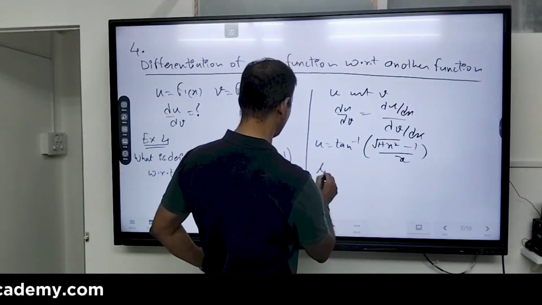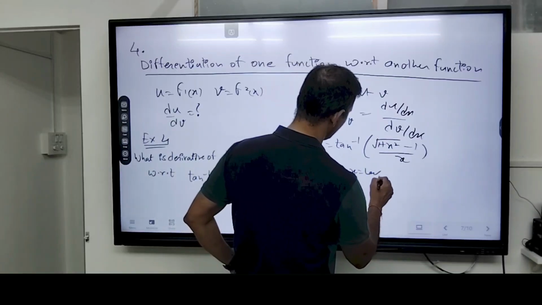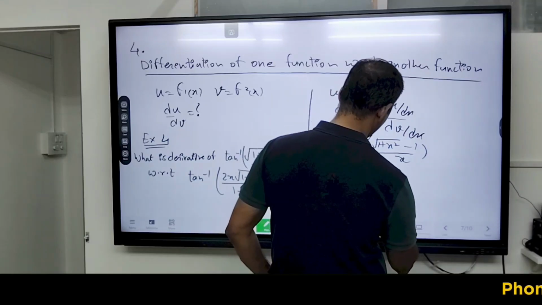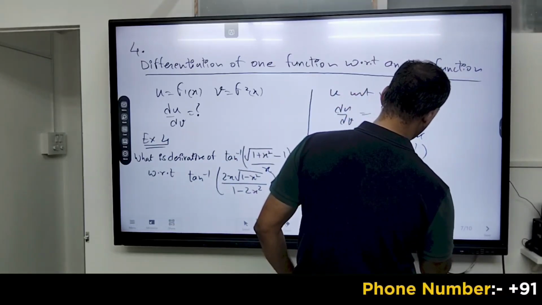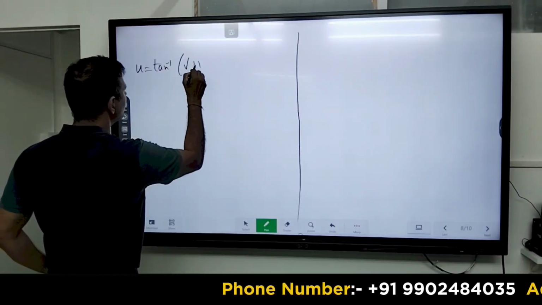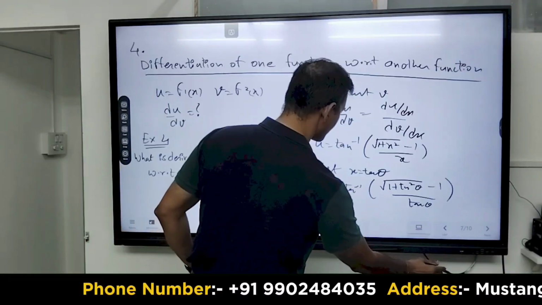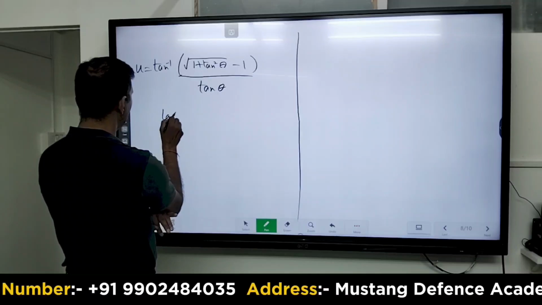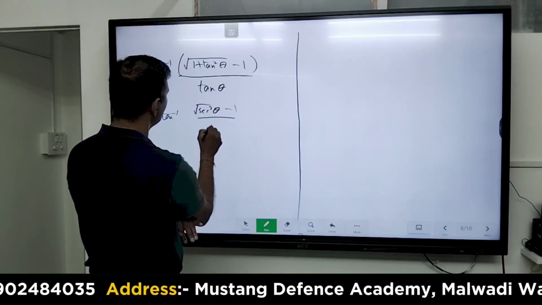So again we will substitute this and get the answer. Because it is plus, we take x is equal to tan theta. u is equal to tan inverse of root of 1 plus tan squared theta minus 1 upon tan theta. So 1 plus tan squared theta is sec squared theta, so u is equal to tan inverse of root of sec squared theta minus 1 upon tan theta.